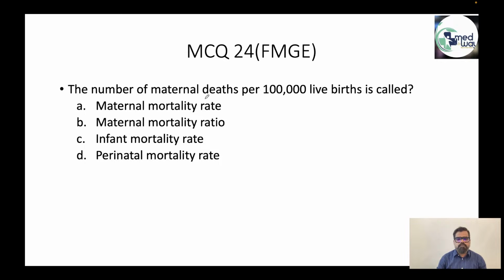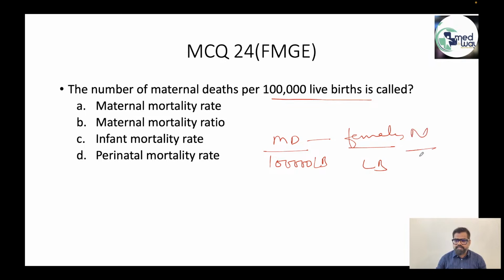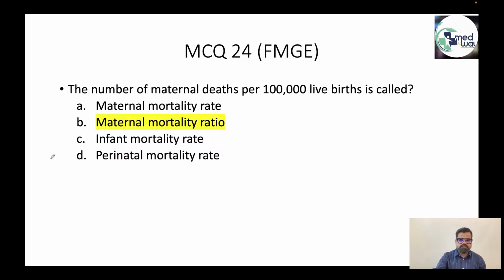Okay. Number of maternal deaths per 1 lakh live births is called maternal death per 1 lakh live births. This is females, this is kids. Numerator, denominator. The numerator is not a part of the denominator. So the answer is maternal mortality ratio. It's a ratio. The numerator is not a part of the denominator. Okay.